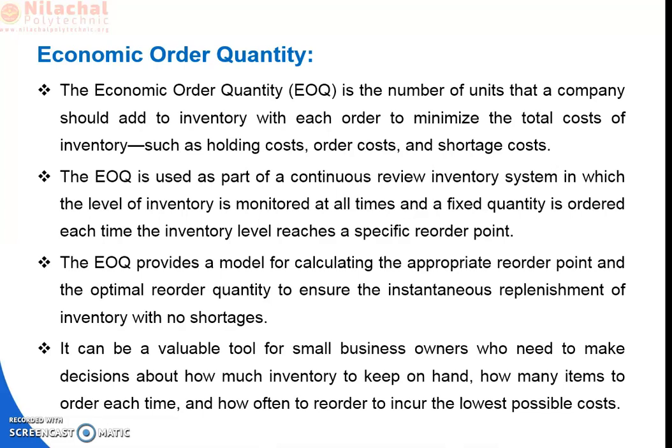The main aim of EOQ is to keep the cost low in making the production system run. He has to fix the quantity to order each time. The total quantity required by the company is fixed and is ordered each time the inventory level reaches the specified reorder point.